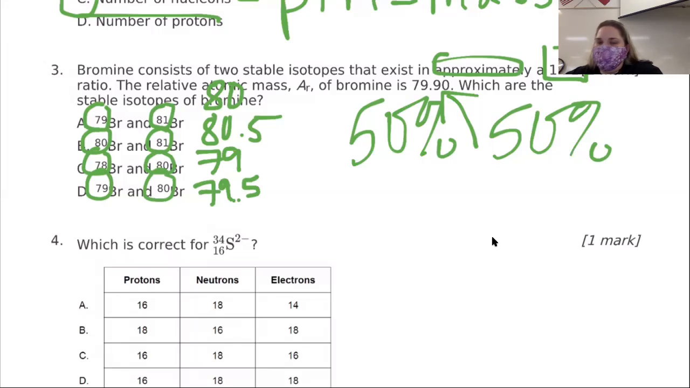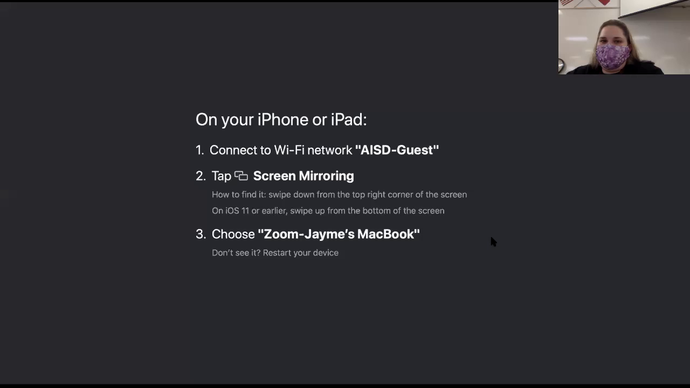What is going on? Let me turn it off and reconnect. Maybe that'll help.